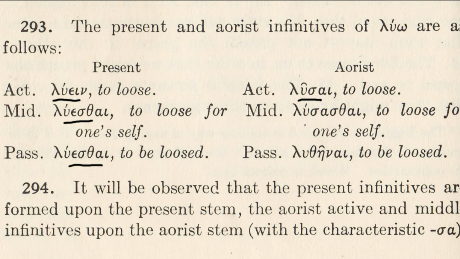Then we have lusasthai. This is the middle. Of course, it's used largely with deponent verbs in our studies. And then luthenai. And again, notice the accent here is irregular. We have a short ultima, so we would expect the accent to be on the antepenult. But in the aorist passive infinitive, the irregular accent stays there on the penult, and so that's where you want to remember to put it in the exercises.